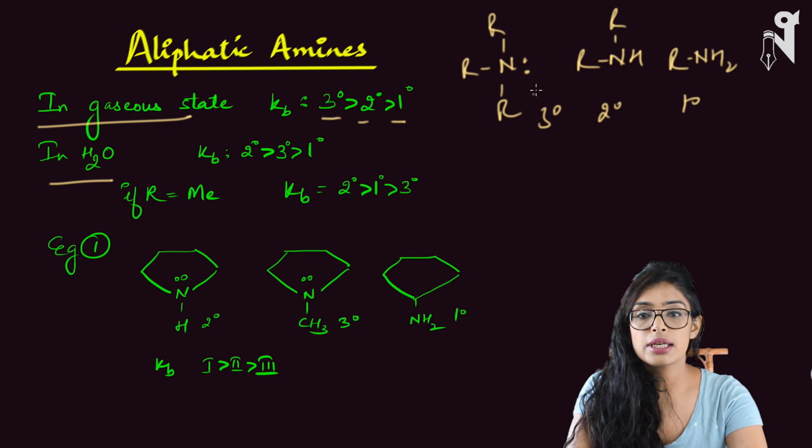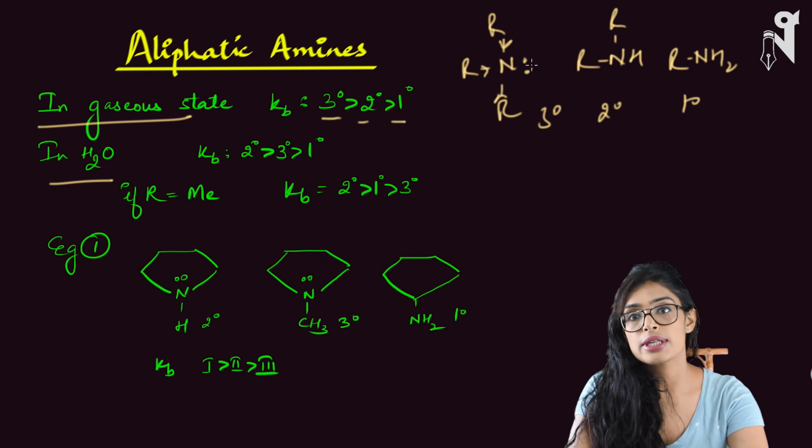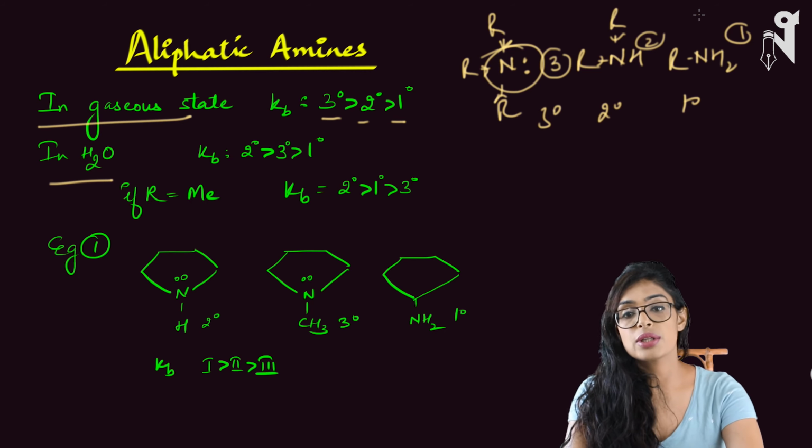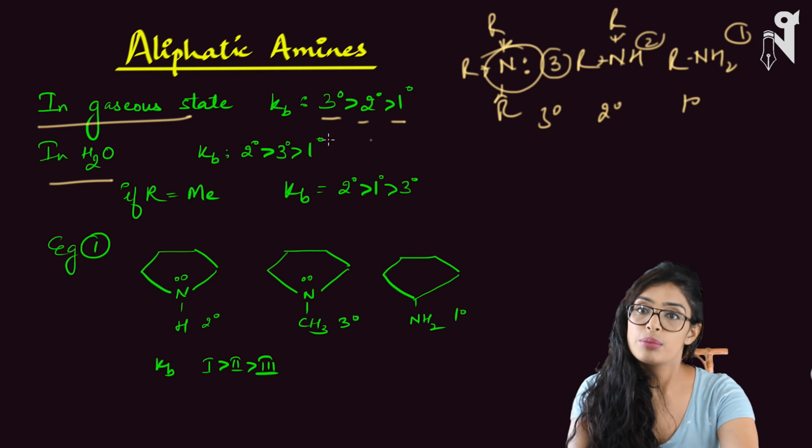So in case of gaseous state, your R groups are electron donating, hence increasing the electron density around nitrogen. Here there are 2 donating groups, here there is only 1 donating group. So the order is tertiary is most electron dense, then your secondary, then your primary. The nitrogen of tertiary is more electron dense, then secondary and then primary. Hence the basic strength order is tertiary, secondary and primary.